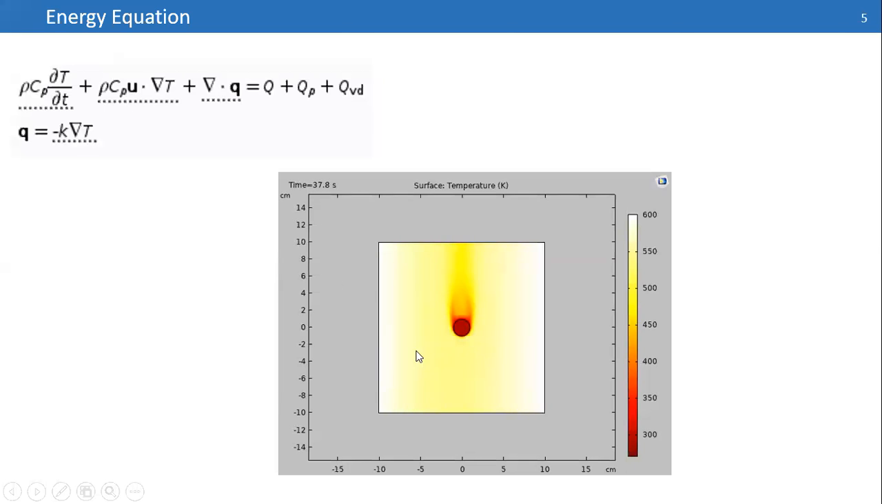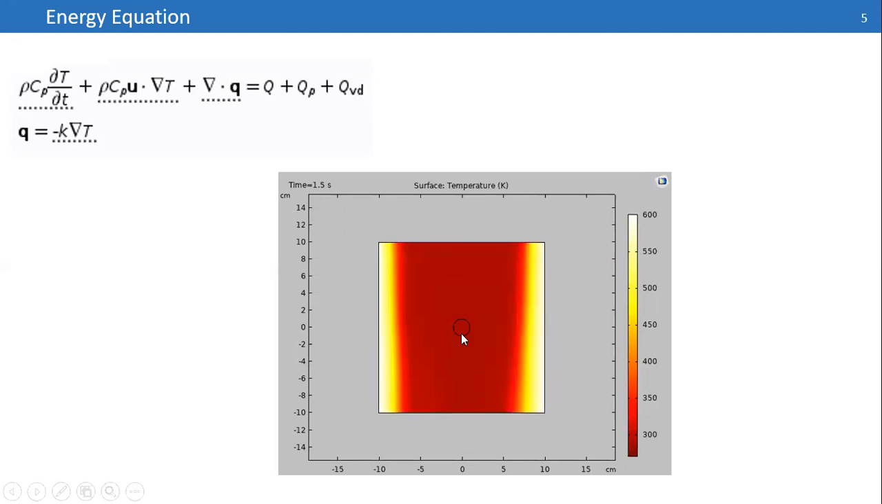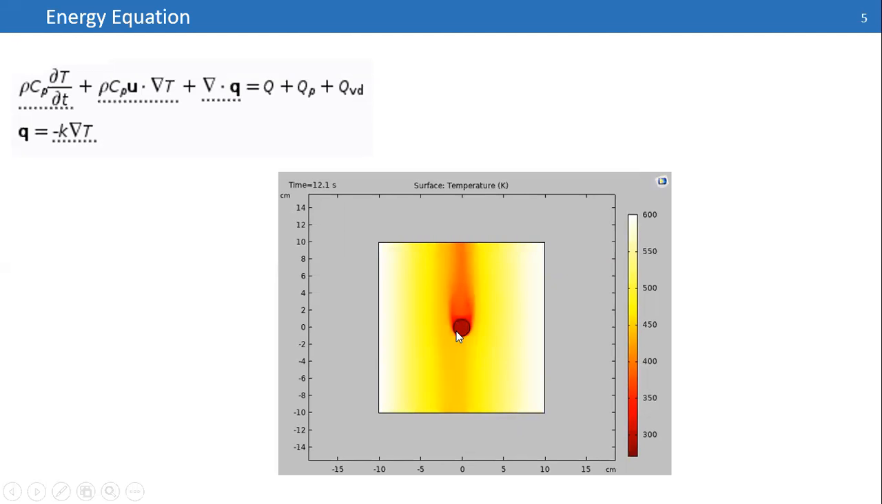So here you can see an example that couples both heat transfer and fluid flow for a single particle that is placed here. This single particle can be a catalyst. So you are investigating the behavior of that single particle in your system, and you apply the fluid flow and heat transfer.